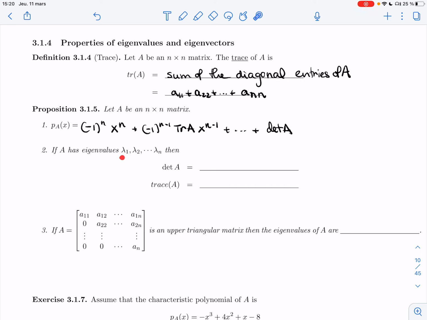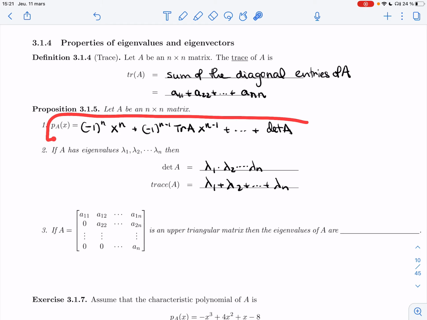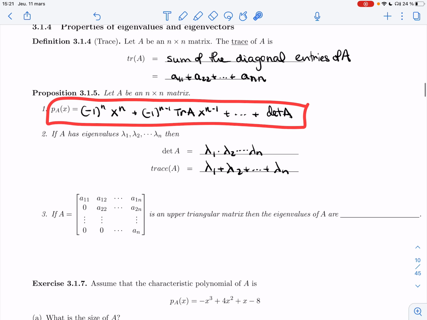If A has eigenvalues lambda 1 through lambda n, which means that this would factor as lambda 1 minus x, lambda 2 minus x, and so on, then the determinant of A is the product of all of them. And the trace is going to be the sum of these eigenvalues. So if you have n different eigenvalues, this is clear. Otherwise, you'd have to count some multiple times, depending on how many times they divide the polynomial here.